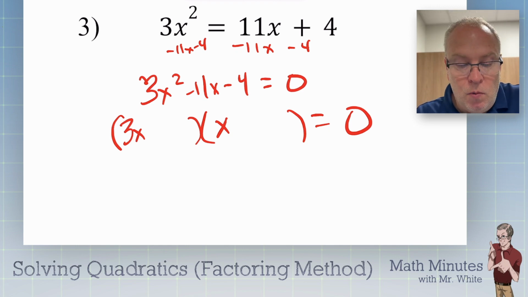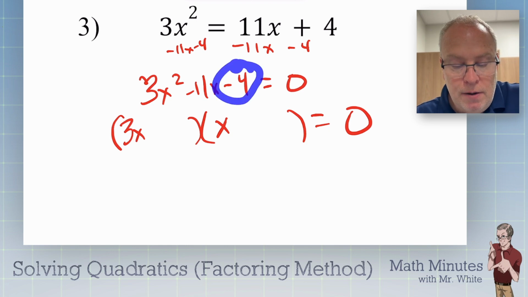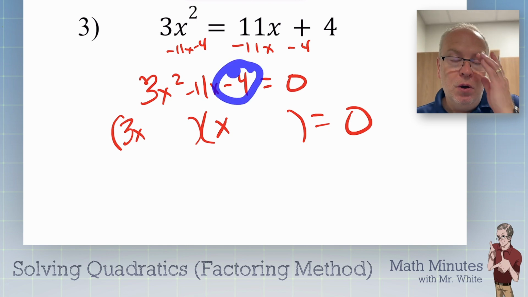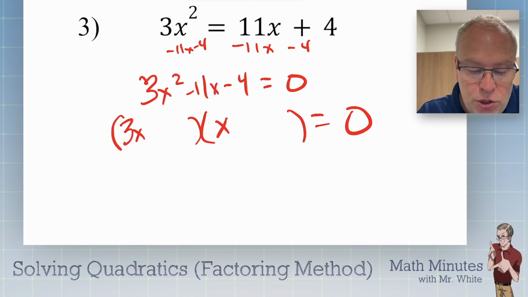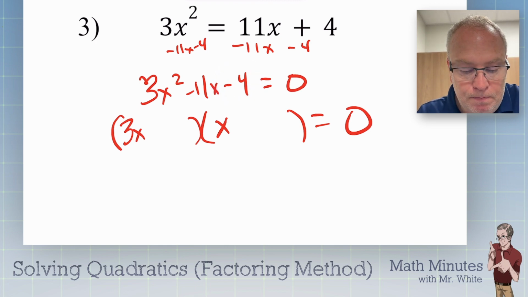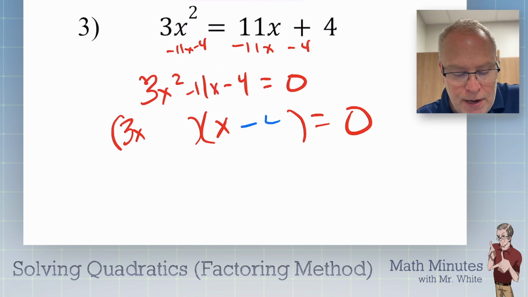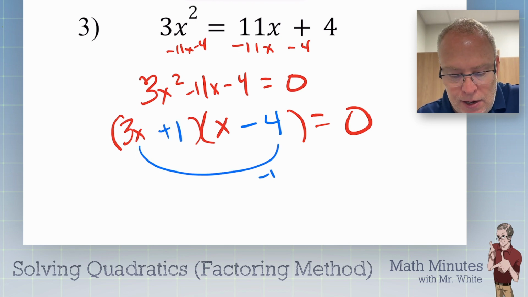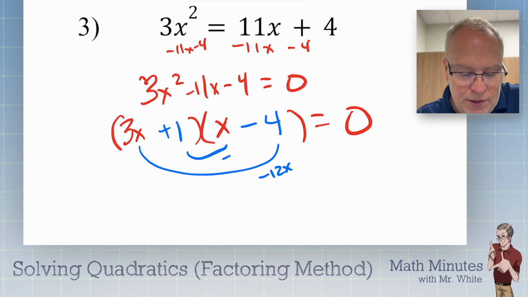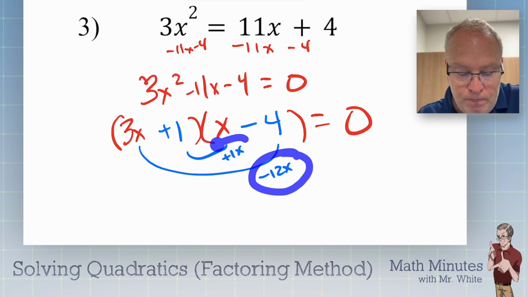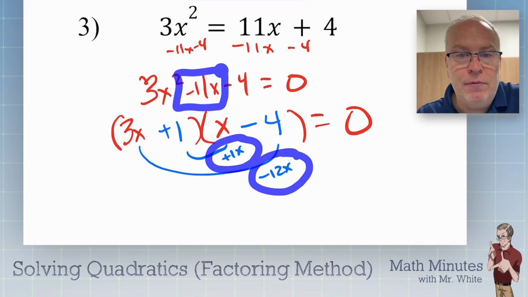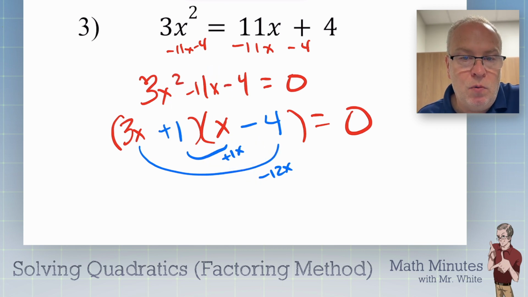I mean, there's only one way to make 4, right? Or I'm sorry, 2 ways, 4 and 1 or 2 and 2. So you can just try them in all the different ways. And I think if you put the minus 4 here and the plus 1 here, you see on the outside how you get negative 12x, and on the inside you get positive 1x. And if you add those together, you get your negative 11 that we want. So that's the combination that works.